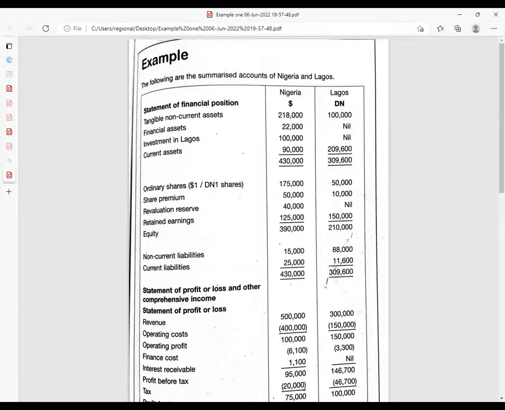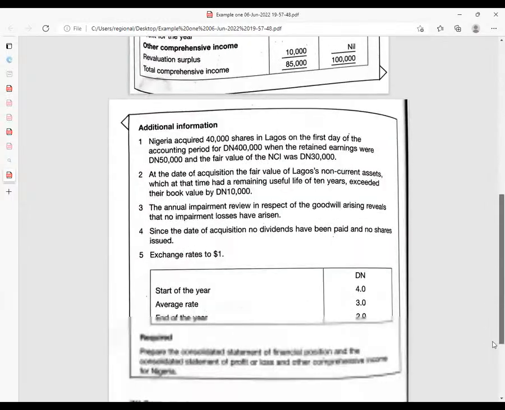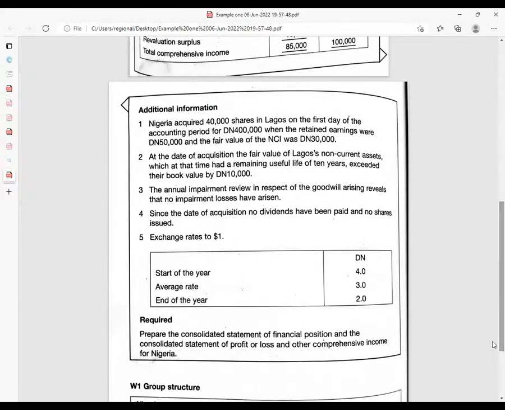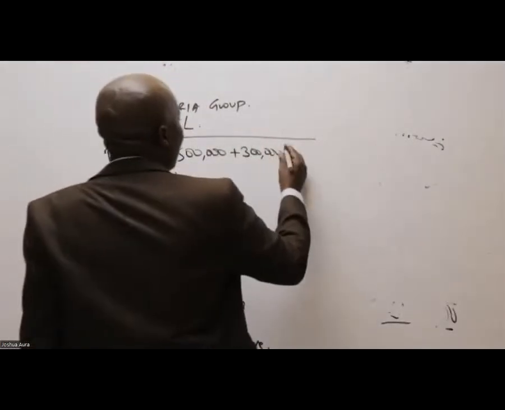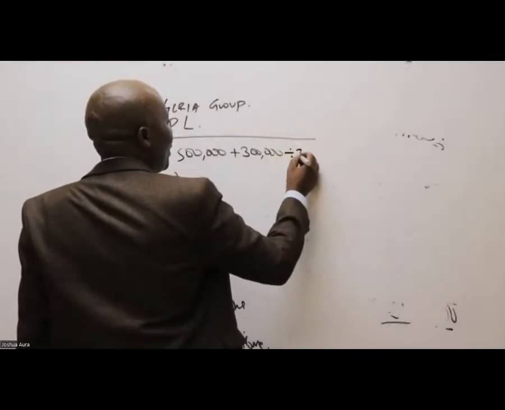When we started, I gave you the procedure. Which rate should I use, ladies and gentlemen? Average rate. Do you remember that? For the income statement, it's always average rate, divided by 3. Thank you very much. So divide this by 3.